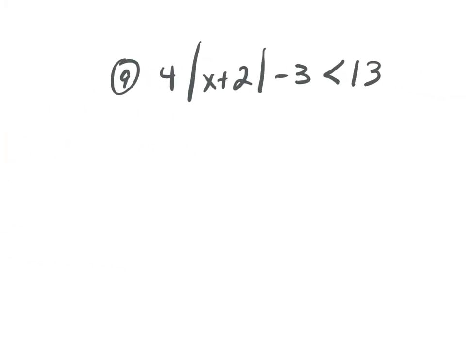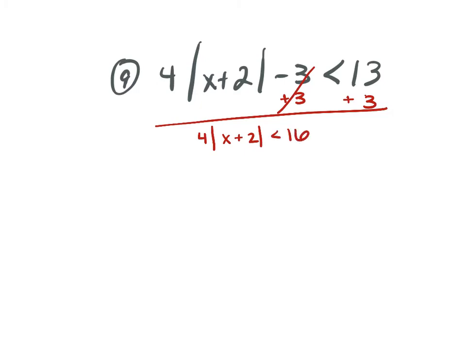For 9, we have 4 times the absolute value of x plus 2 minus 3 is less than 13. Our absolute value here is not isolated, so that's where we first want to start. So we're going to undo the addition or subtraction before we undo the multiplication or division. So we're first going to add the 3 to both sides. This is giving us 4 times the absolute value of x plus 2 is less than 16. Divide each side by that 4. So we just have the absolute value of x plus 2 is less than 4.